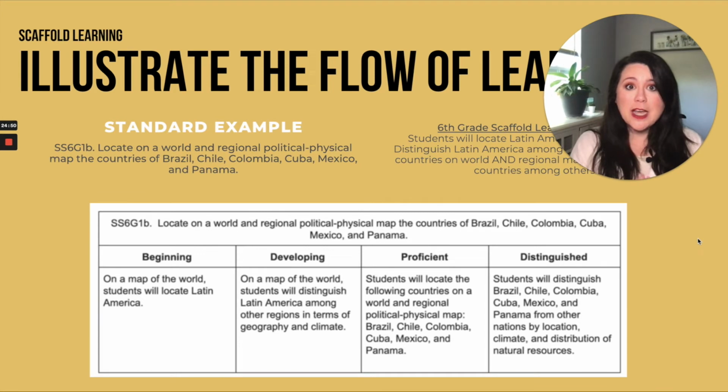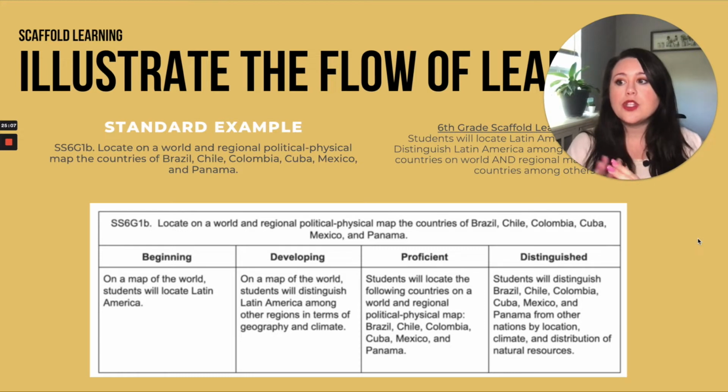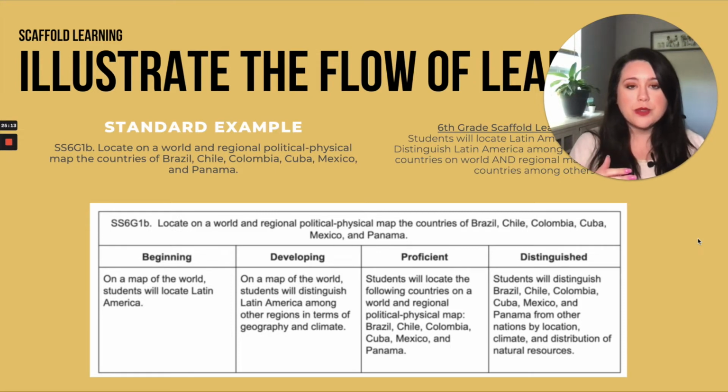Our third step in scaffolding student learning for geography is to illustrate the flow of learning. So basically, you are just taking that chart and thinking about it as a flow of learning or a flow of teaching. So for our example, students are not required to know climate and distribution of natural resources for this particular standard. They are not required to know that. So we're going to have that in the distinguished category.